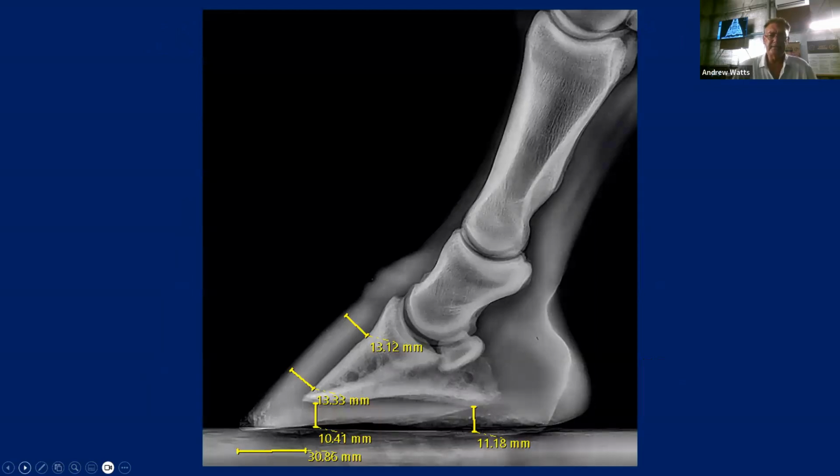So here's a nice example of what we're typically presented with. Here we've got a slightly positive PA, but obviously clearly a very broken back P1, P2, P3 axis. So we'll probably jack that heel up probably 5 mil to start off with, and then re-radiograph it, see where our breakover is, and adjust that shoe as needed.